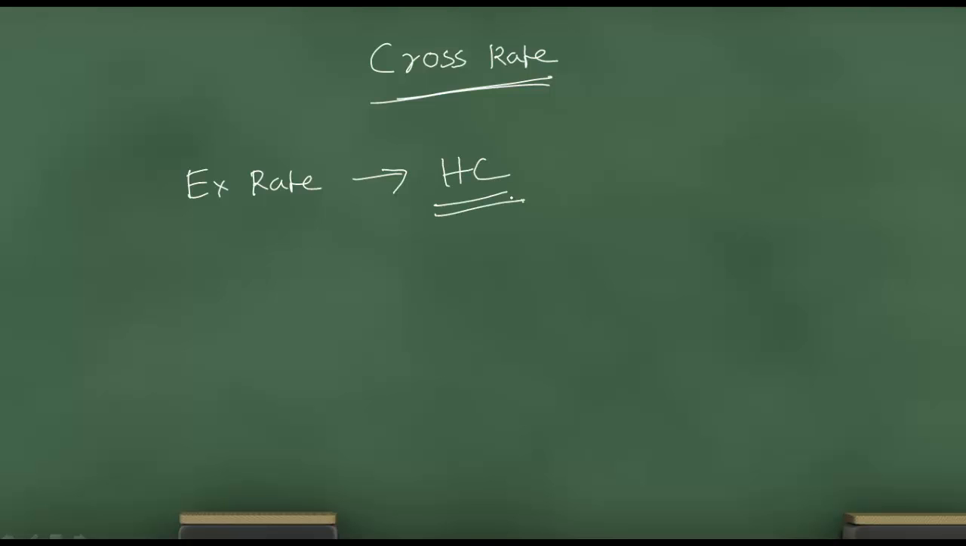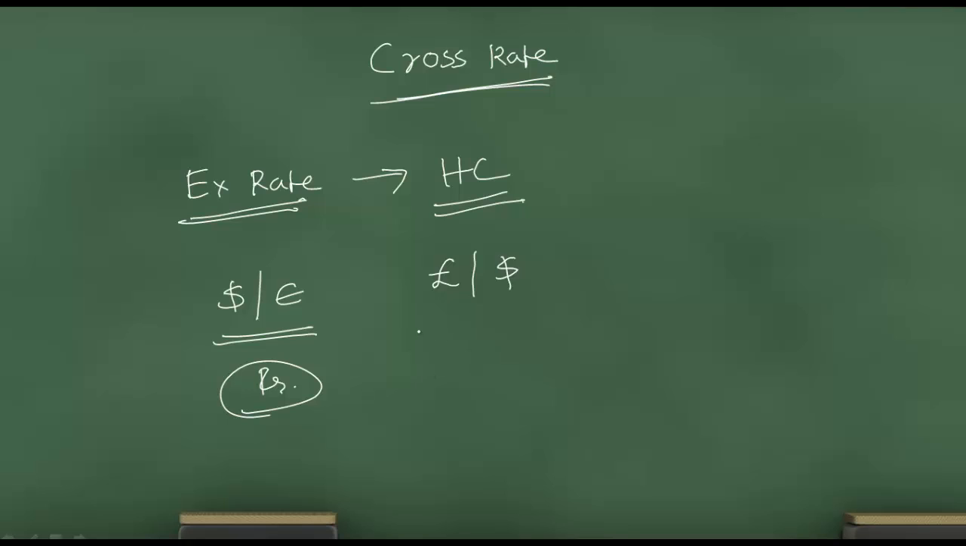Say for example, I reside in India and I talk about an exchange rate, and that exchange rate does not have my home currency. Say for example, I have the exchange rate as dollar per euro, or I have the exchange rate as pound per dollar. So these are all the exchange rates which do not involve my Indian currency called rupees. So these rates are called cross rates.